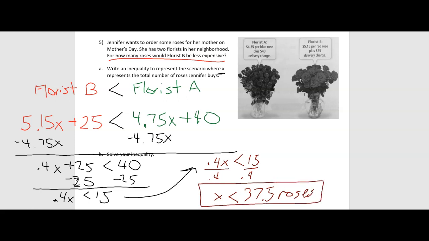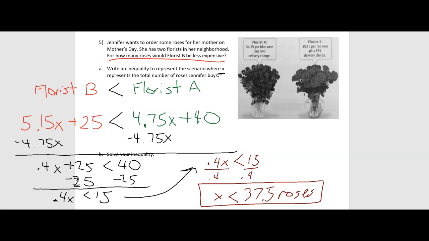So again, as long as we order 37 roses, because we're assuming you can't order 37.4 roses. So if we order 37 roses or less, or we could say less than 37.5 roses, florist B would be the cheaper option.